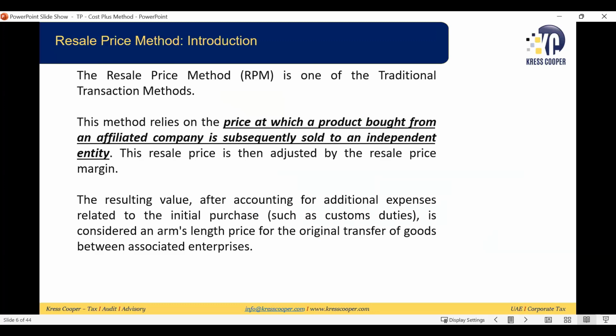This method in particular relies on the price at which a buyer purchases from a related party and resells to an unrelated party. That price is adjusted with the resale price margin. After this adjustment, other costs are also accounted for, like custom duties, or a warranty cost, or any such other direct costs which are related to the initial purchase. After those are considered, what we are left with is the arm's length price, which should be the original price for the goods. That has to be compared to the current price for this transaction between the related parties.